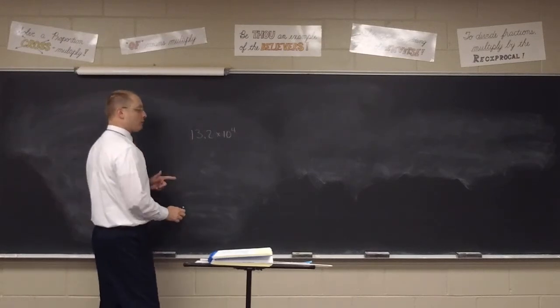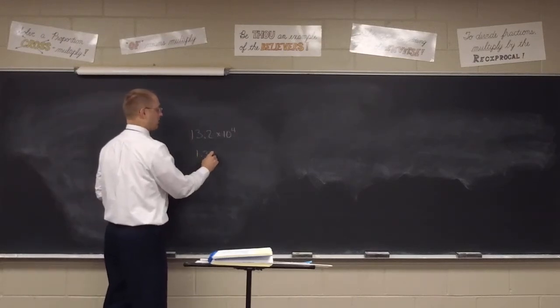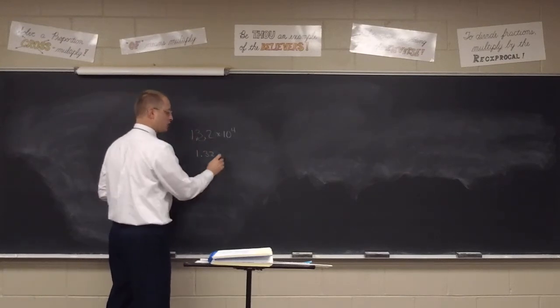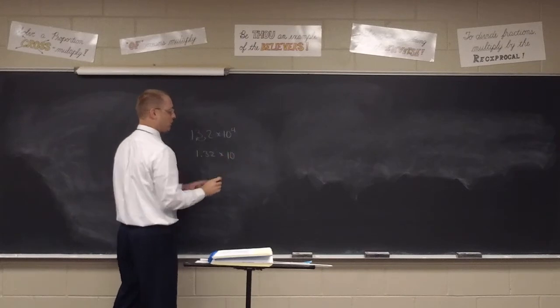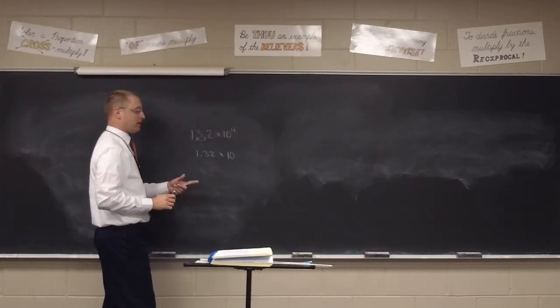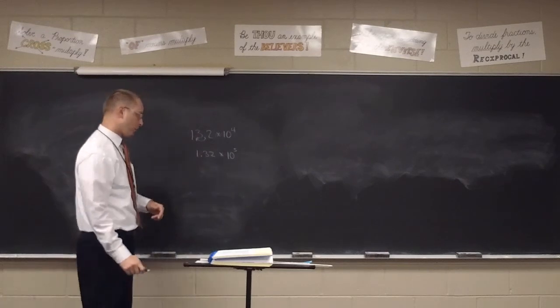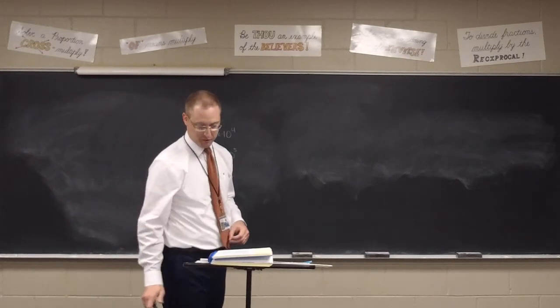If it's too big, we have to fix it. 1.32. And we move the decimal over once. But we have to reflect that it was big to start with by making the exponent, or the power of 10, that little bit bigger. And we're going to bump it up to a 10 to the fifth. And that should be our answer here. 1.32 times 10 to the fifth power.